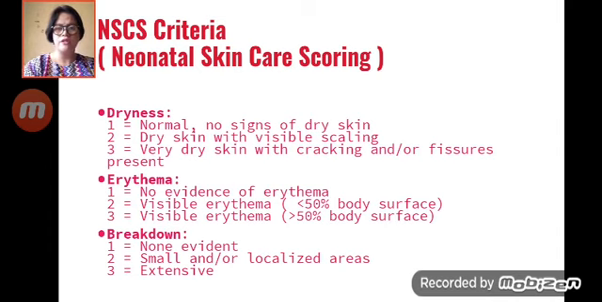For the 3, there is very dry skin, not only scaling but already cracking and/or fissures present. For erythema, where in 2 we have less than 50%, this time we have greater than 50% of the body surface area with erythema, and the breakdown is very extensive when we score it as 3. Okay, so that is how to do the Neonatal Skin Care Score.